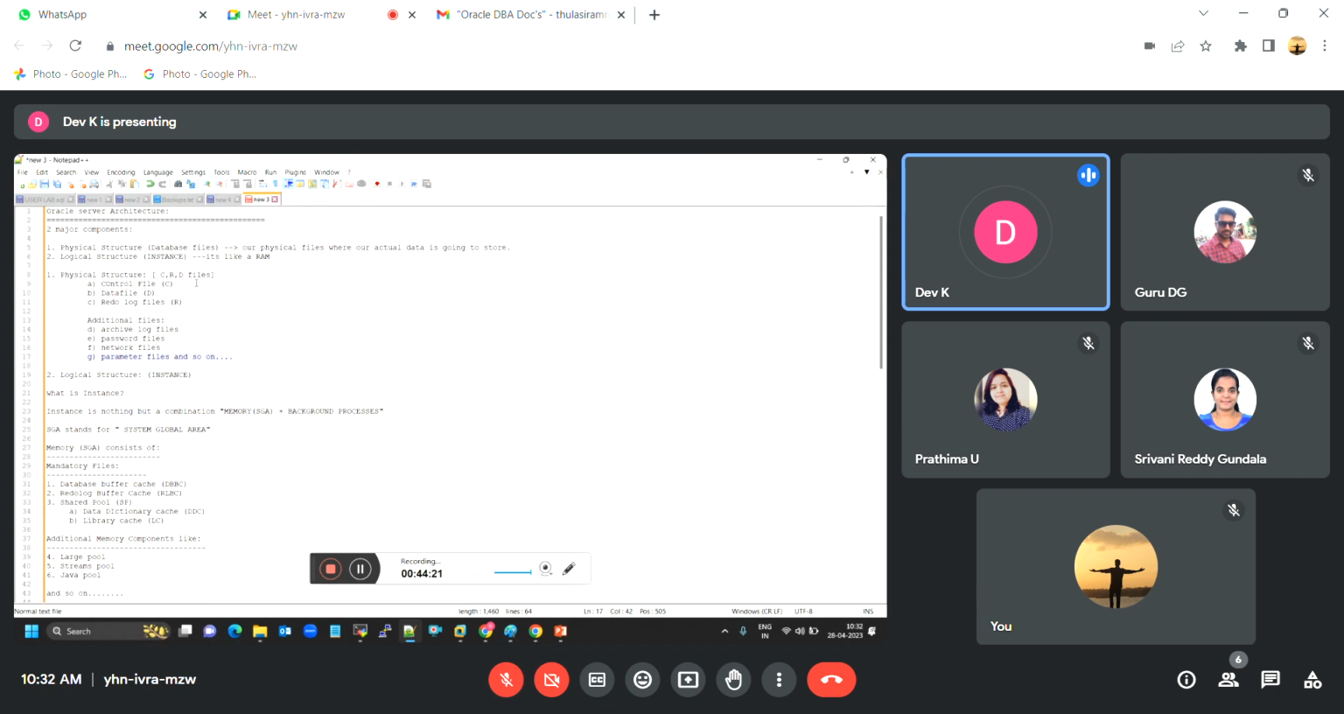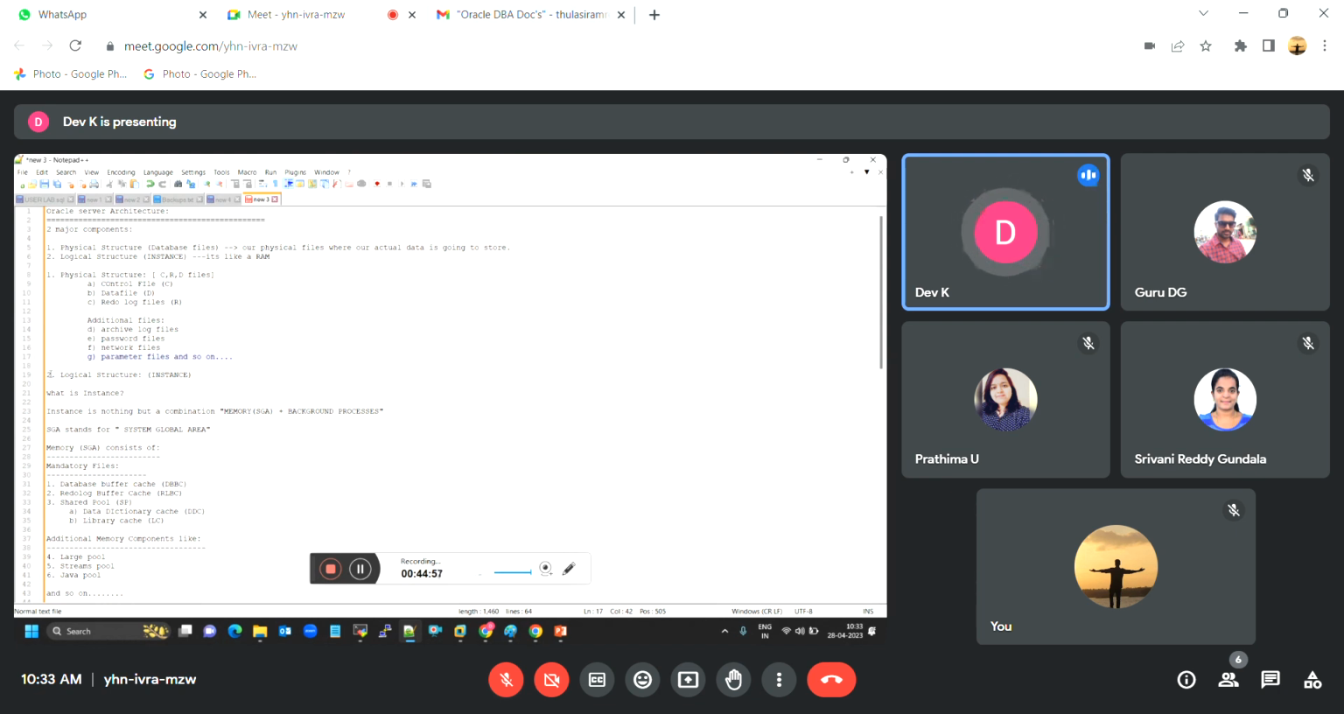See, the physical structure consists of CRD files. We call it CRD files. Those are control file, data file, redo logs. If these files are removed accidentally or corrupted, the database will be impacted. The additional files won't actually impact the database. Okay, archive log files, password files, network files, parameter files, and so on. Few more files are there. Okay, this is the physical structure.